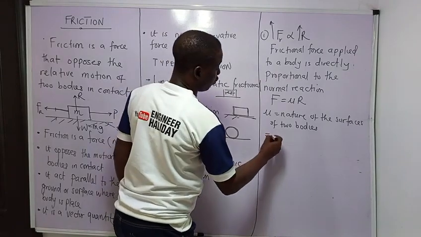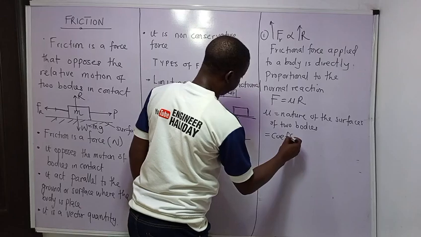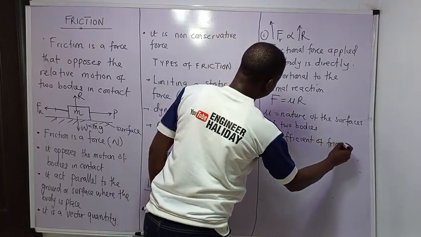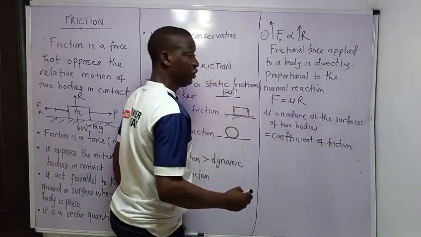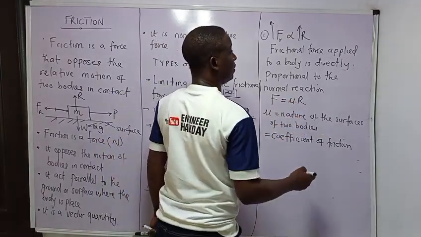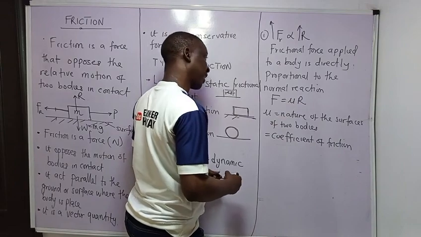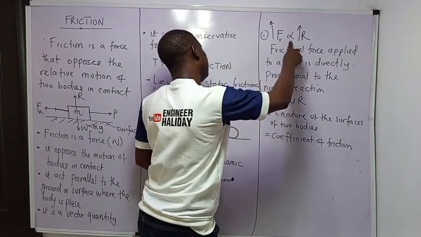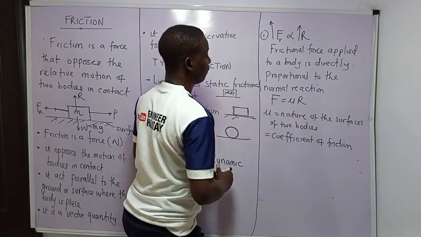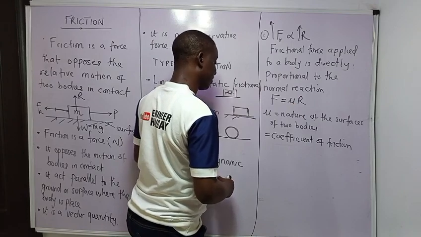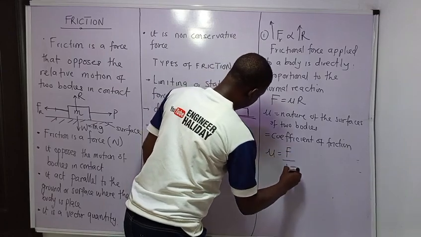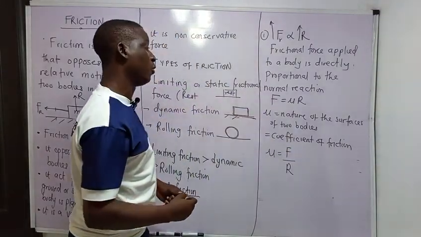We call it the coefficient of friction. To surprise you, it does not have a unit. Don't forget that mu is the proportionality constant. When we remove the proportionality, we introduce a constant, and that constant is the nature of the surfaces of two bodies in contact. So mu is equal to F over R. That is the formula for mu.